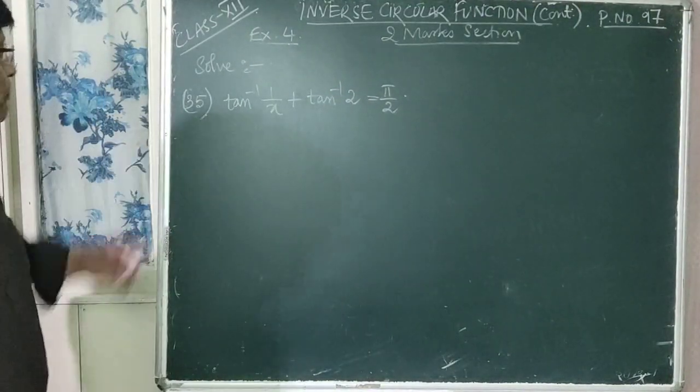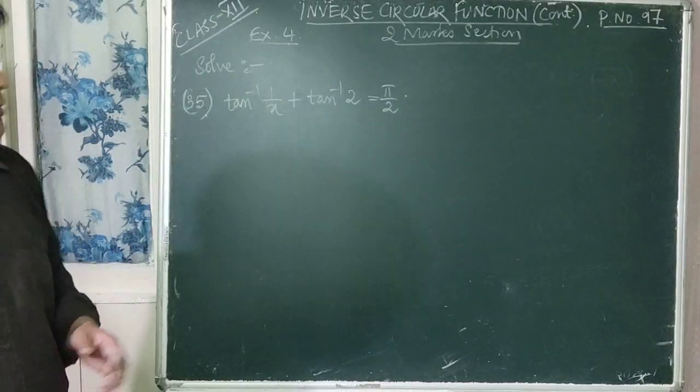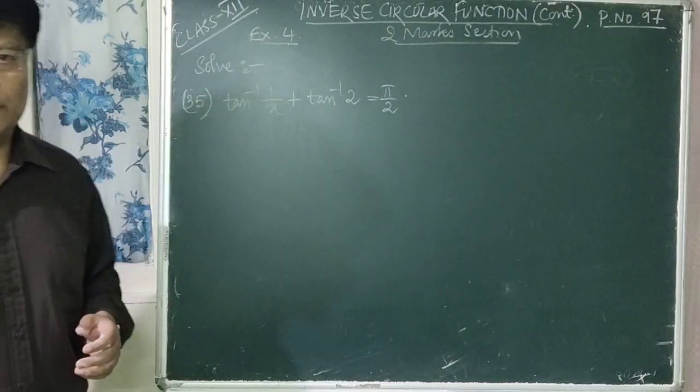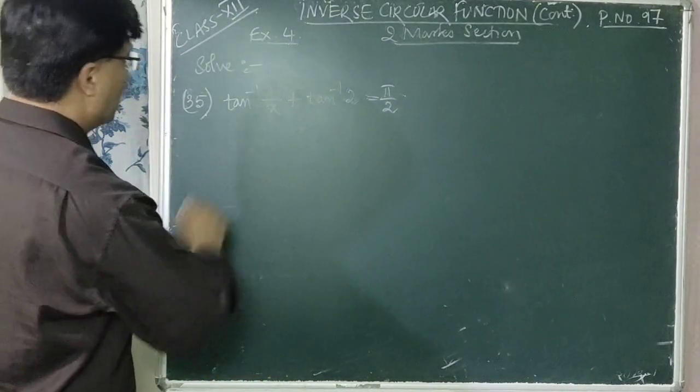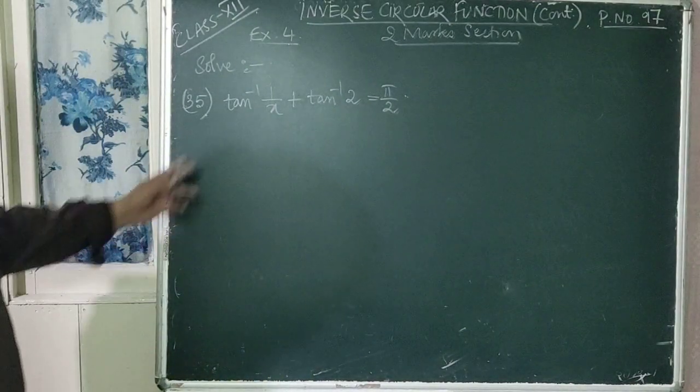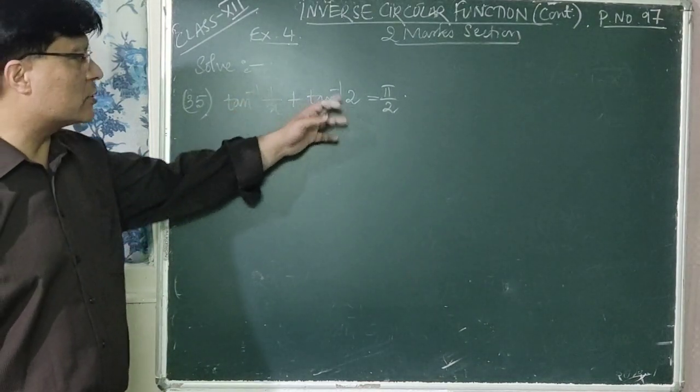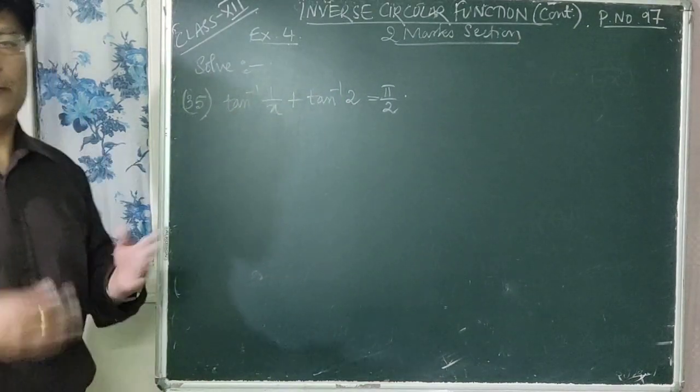So now let's do question number 35. This is also to solve. That means you have to get the value of x. Now on the left hand side there is tan inverse 1 upon x plus tan inverse 2, and on the right hand side there is pi by 2. You have to solve it.